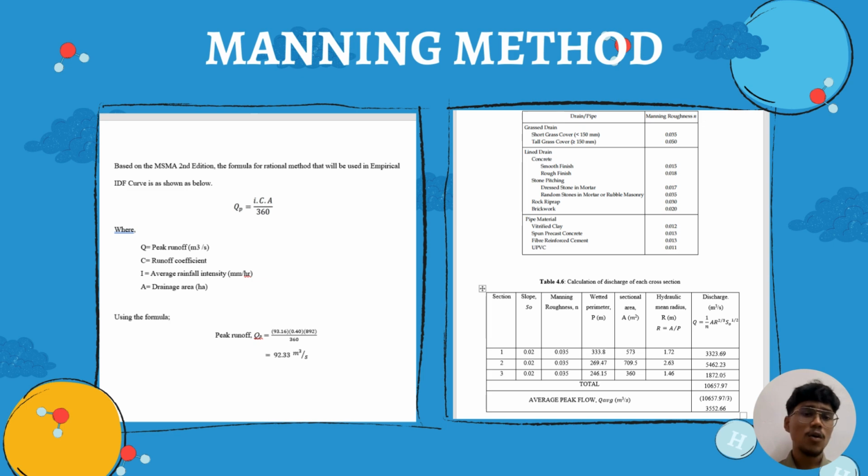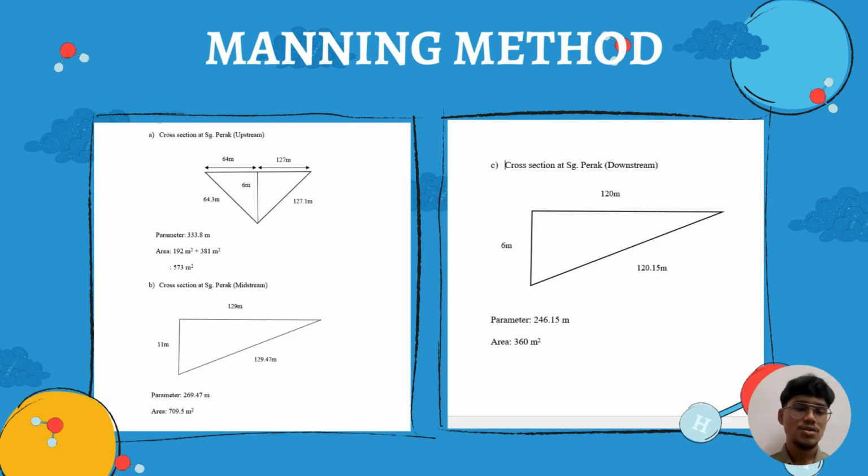Then after we have found all the data, we can proceed to calculate the value for rainfall intensity by referring to the IDF empirical equation from MASMA's second edition 2012. The value for rainfall intensity that we got is 93.16 mm per hour. We also use the rainfall intensity data to find the peak runoff, which is 92.33 m3 per s for the area.